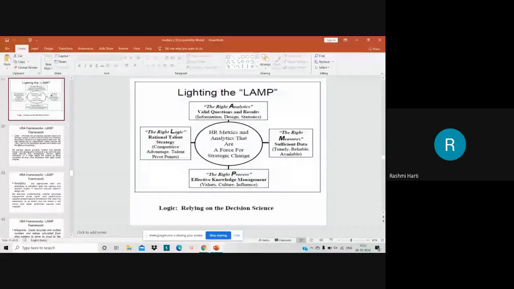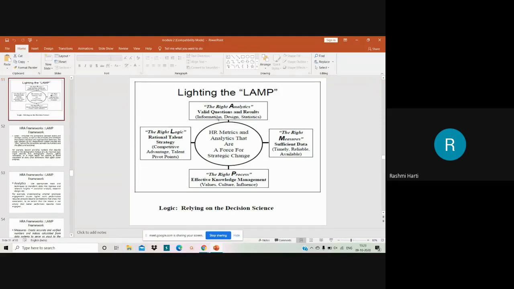Now, coming down to a brief, the L stands for right logic. That is collection of data based on the right logic. After you collect the data, you go on to analyze the entire data. You ask valid questions about that particular data.